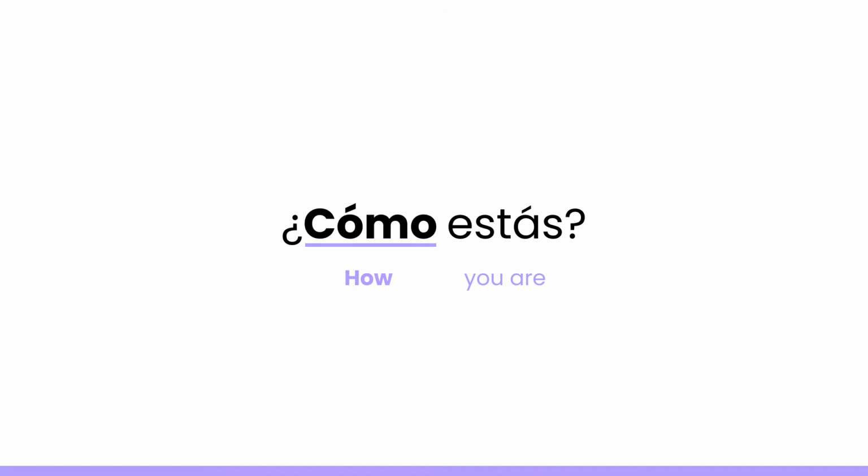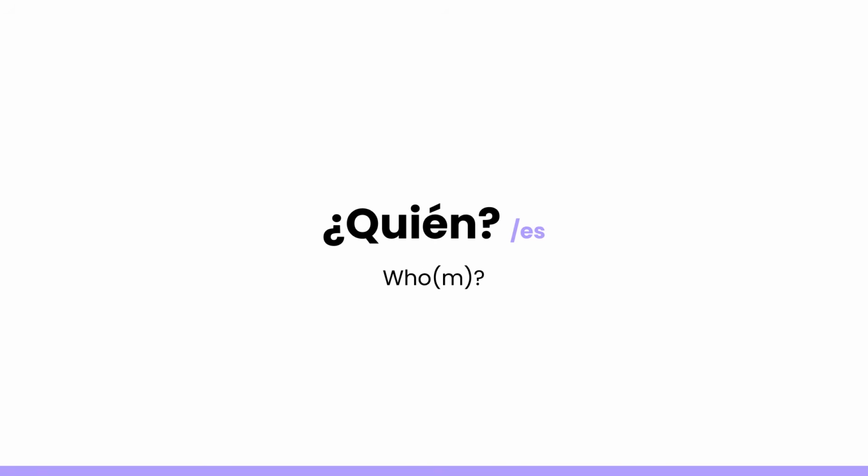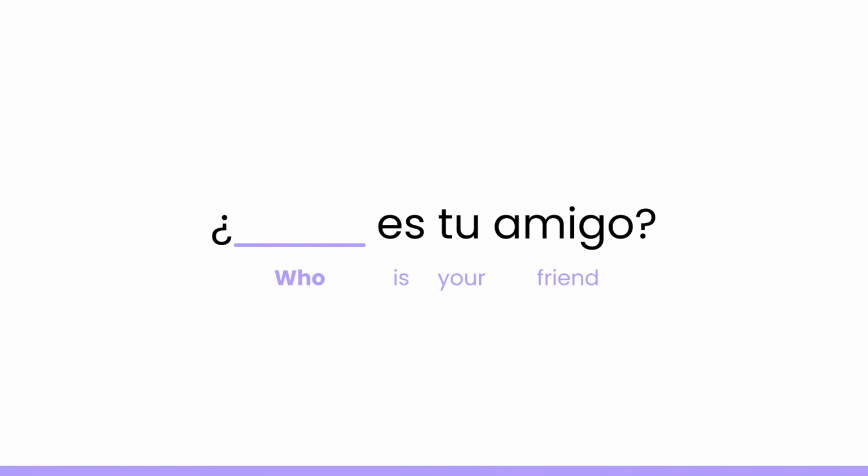So how, ¿cómo? Alright, then we have ¿Quién? Which is who. Or we can also say quién es, ¿Quién es? Which is whom if it's multiple people. So for example, who is your friend? ¿Quién es tu amigo? ¿Quién is who, es is, tu your, amigo friend. Who is your friend? ¿Quién es tu amigo?